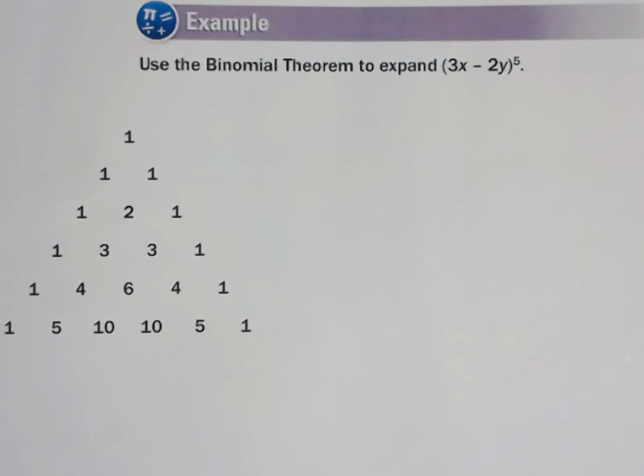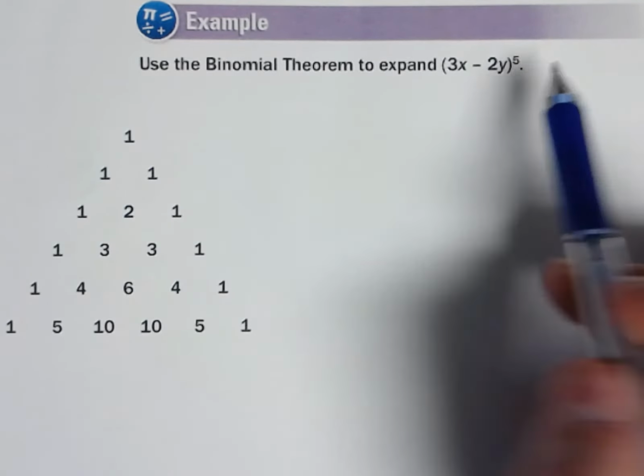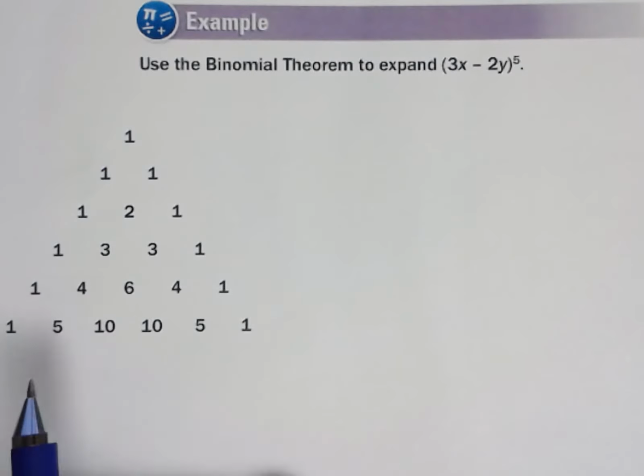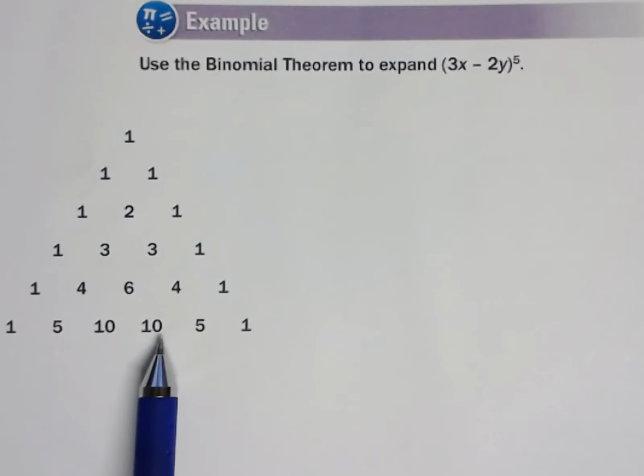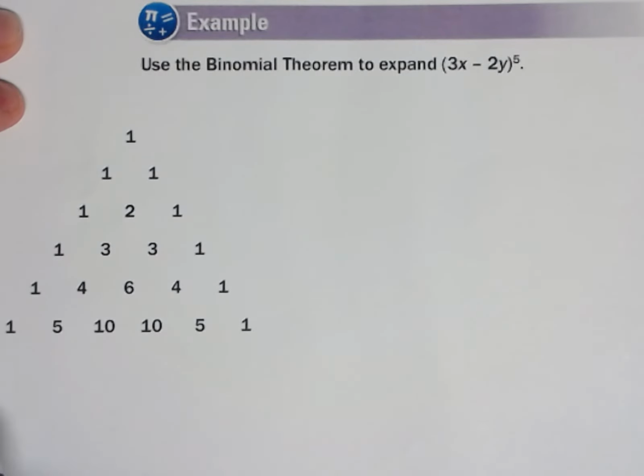Okay, another little binomial expansion example. So we've got 3x minus 2y all to the fifth power. So we've got our triangle here. This bottom row, in this case, because it's a fifth degree, is going to give us the coefficients that we need. And so I'm going to go ahead and just write it out down here below.